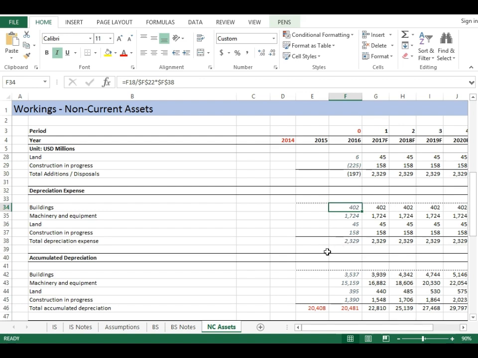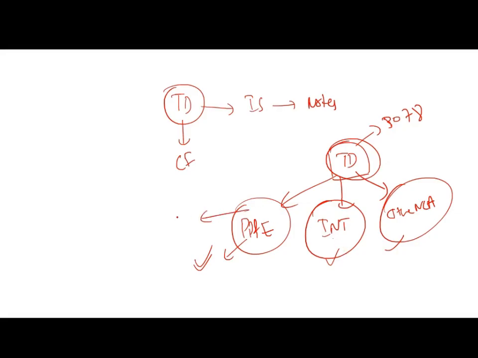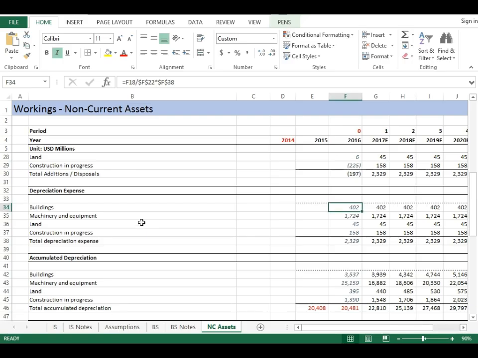So for example, I took this depreciation expense. This is the total depreciation expense of PPE, which is 2329. Now within this 2329, I have to divide it into different components like machinery, other assets, or construction in progress, buildings and all that.